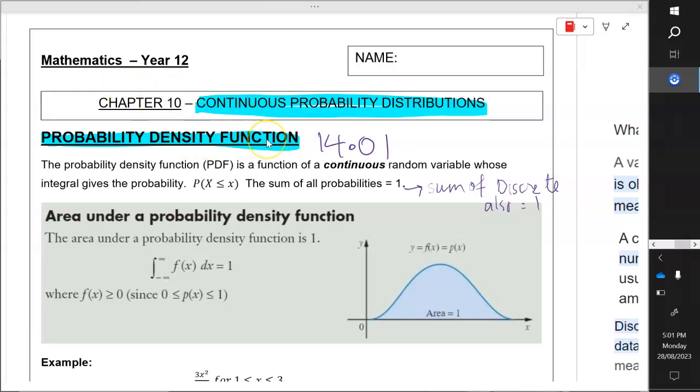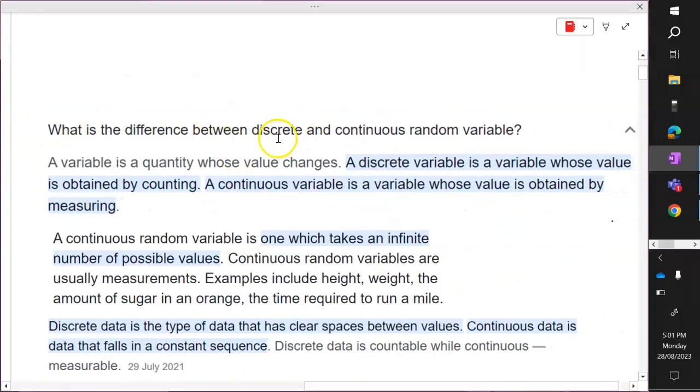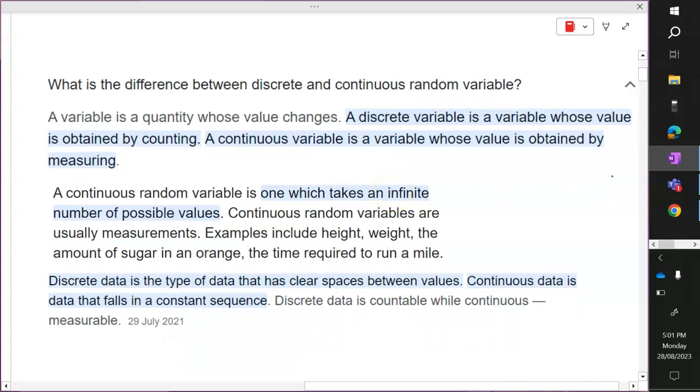Now, we've looked at these before. We've looked at discrete probability density functions, and we're going to now look at continuous ones. And before we have a look at those, I want you to think back to Year 8 and have a look at what is the difference between discrete and continuous data. You can pause the video and have a look.